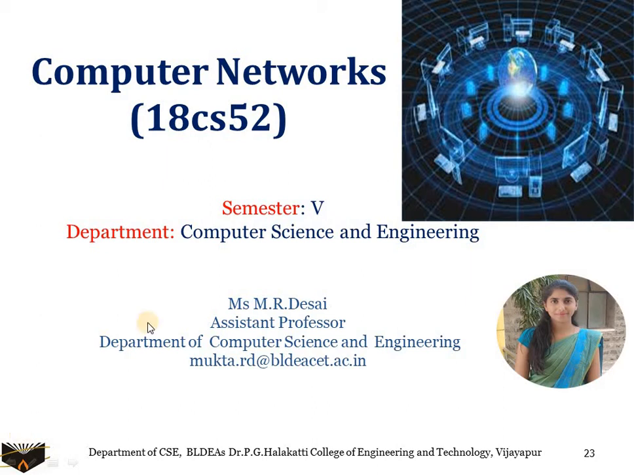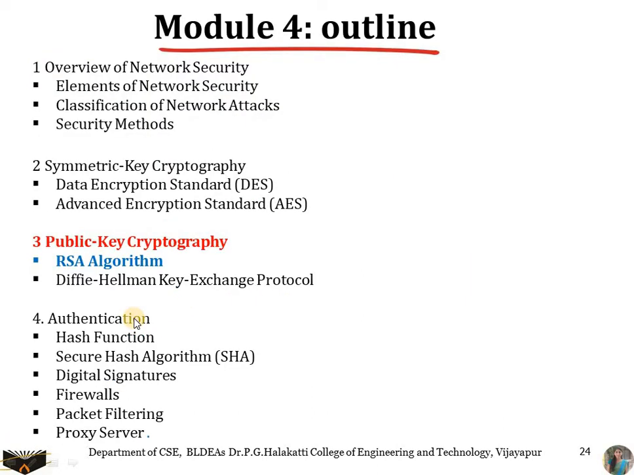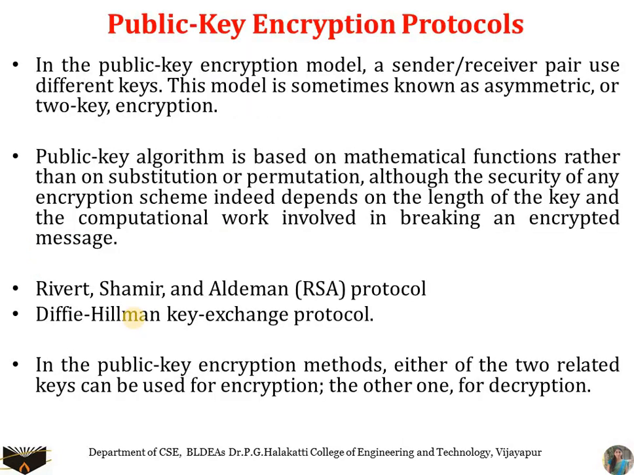Hello everyone, in this video we'll study public key cryptography, which is the RSA algorithm. In the public key cryptographic model, a sender and receiver use a pair of keys, that is, they use different keys. One is used for encryption and the other is used for decryption. This model is also called asymmetric or two key encryption. A public key algorithm is based on mathematical functions rather than on substitution or permutation.